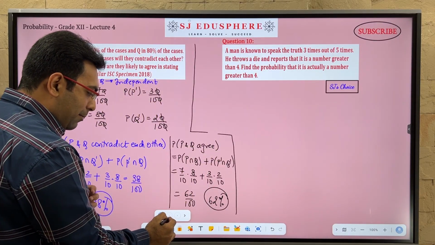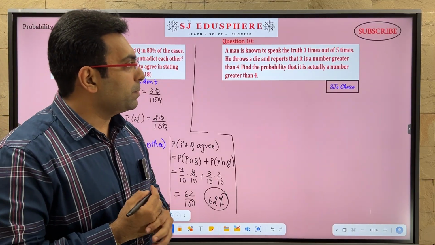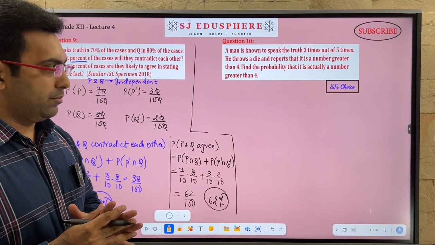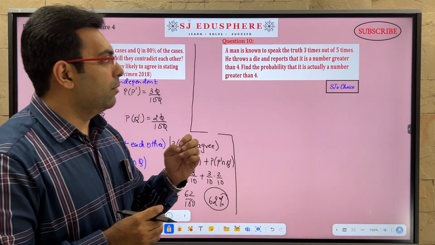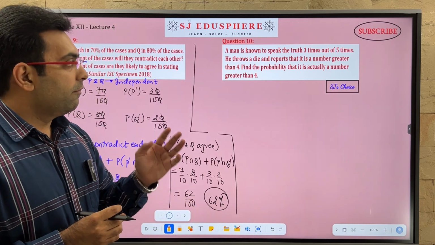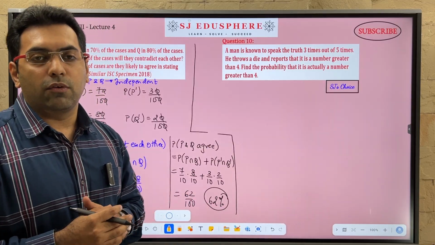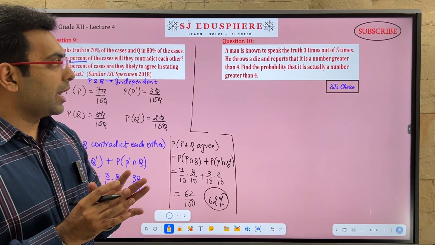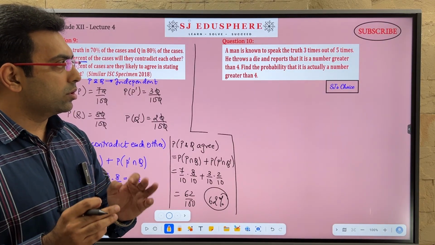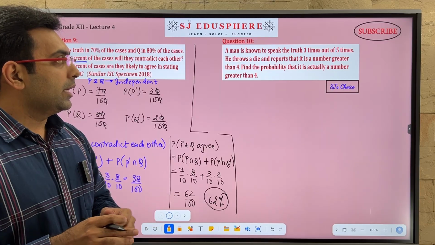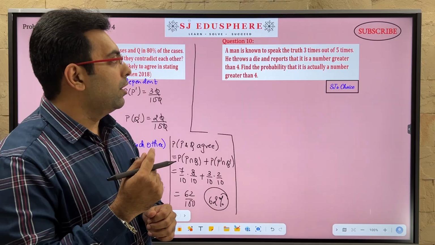Now, keeping this grammar in mind, look at the sum. A man is known to speak the truth 3 out of 5 times. He throws a die and reports it is a number greater than 4. Find the probability it is actually a number greater than 4. Here comes your grammar in place. A man is known to speak the truth 3 out of 5 times. He throws a die and reports that it is a number greater than 4.